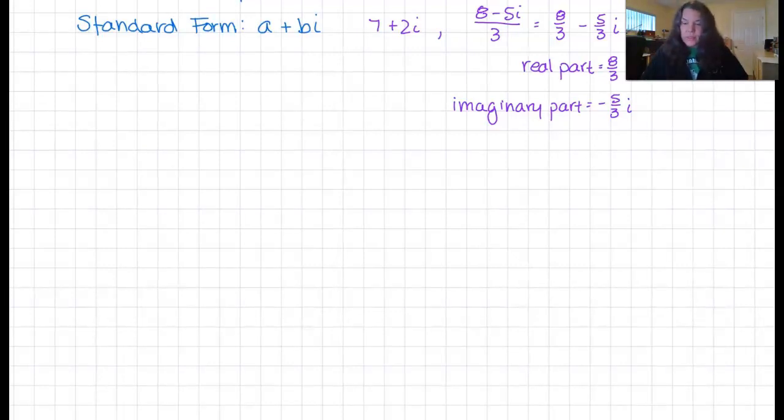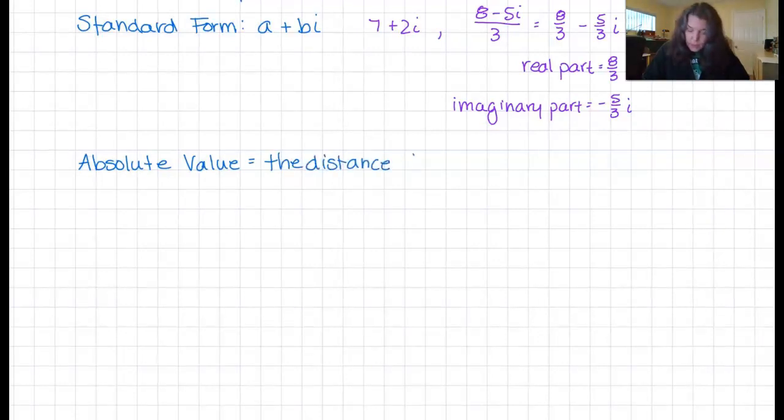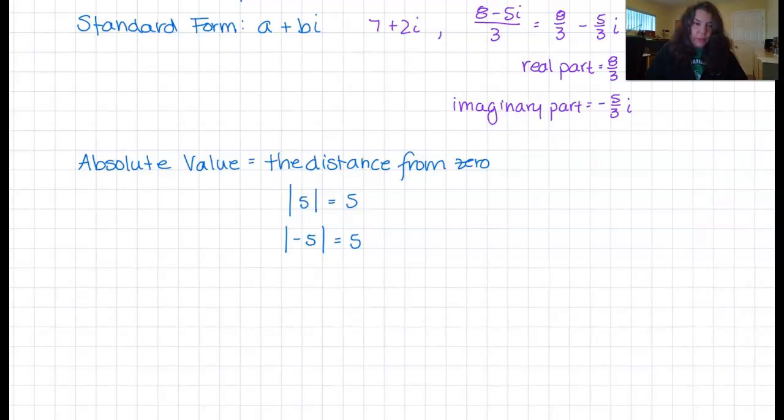Now let's look at absolute value, which is a good thing to know about complex numbers. Remember, in general, absolute value is the distance from 0. In case you didn't know that, now you do. So we say that the absolute value of 5 is 5, because on a number line, 5 is 5 units away from 0. Likewise, negative 5 also has an absolute value of 5, because on a number line, negative 5 is also 5 units away from 0.